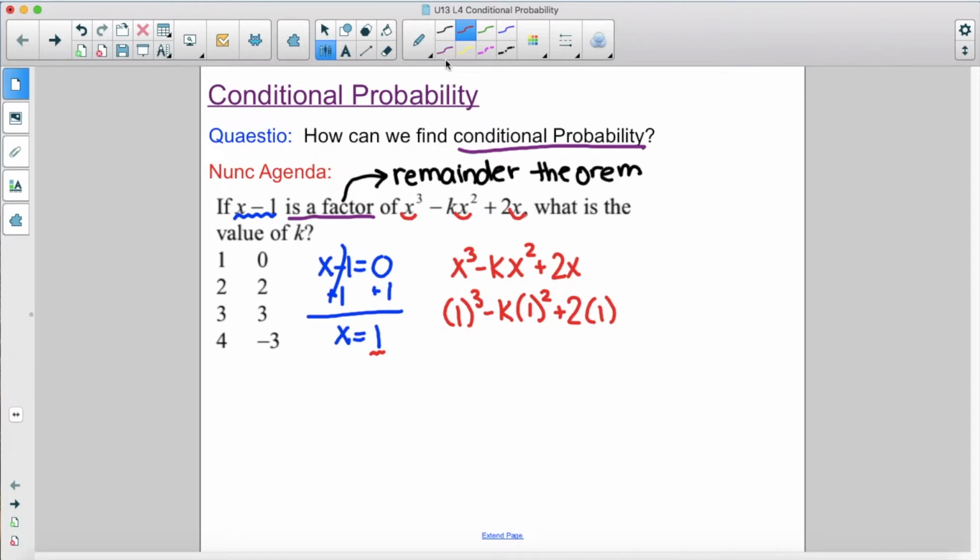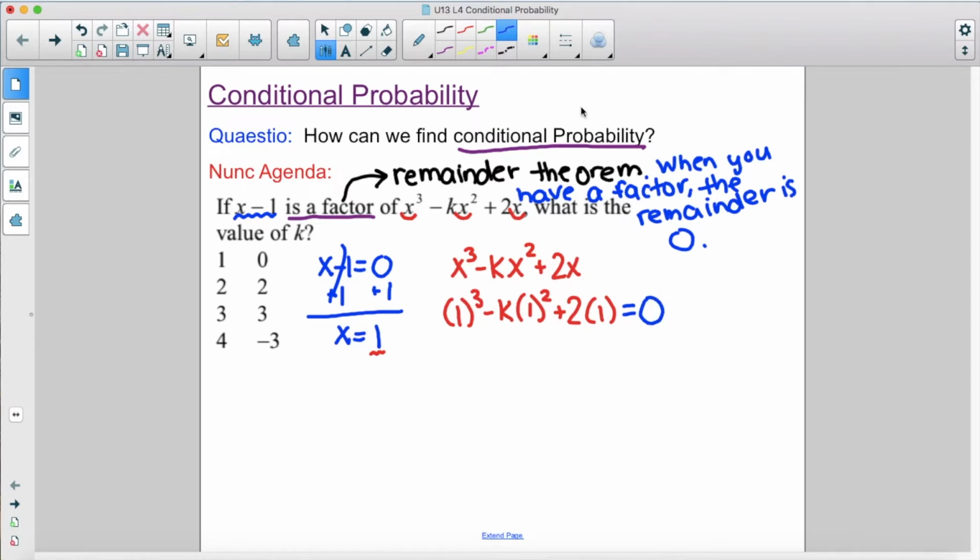Now there was one more important thing of the remainder theorem. When you have a factor, the remainder is 0. Okay? So, what we would have done if this was a regular remainder theorem problem is type this into the calculator and get our remainder. But we already know it. Because x minus 1 is a factor, this is equal to 0. And now we just have to solve for k.